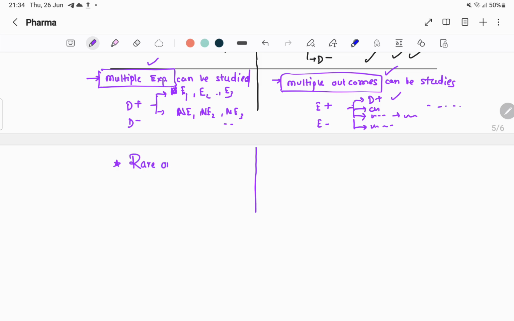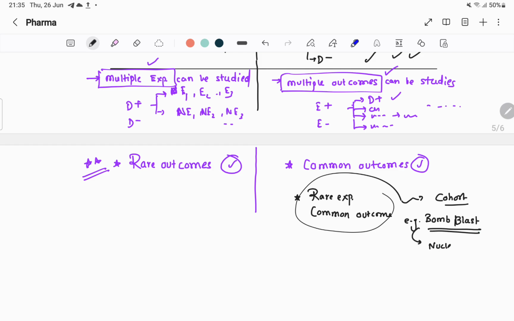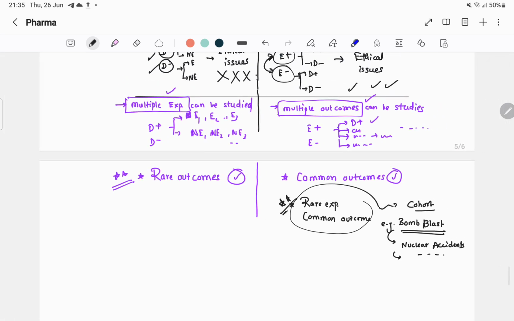It can be done for rare outcomes also. And it is only done for common outcomes. Okay, this is a point for INICET. Understood? Rare outcome and common outcome. Done? Okay. A question was asked in AIIMS 2012 that a rare exposure, common outcome, which study will you prefer? Tell me. Cohort. Yes, for example, a bomb blast. Bomb blast is a rare exposure, but common outcomes are there. Nuclear tragedy, nuclear accidents. Okay, like this. So this you have to understand.